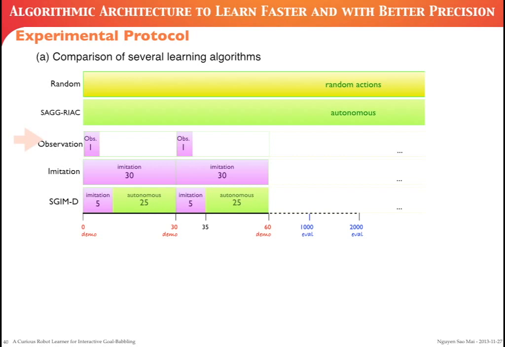The third kind of learning is through observation, where you have access to one demonstration of the teacher at a regular frequency. It is different from imitation in the sense that imitation has the same access to this demonstration, but after the demonstration, the learner would try to repeat by himself this policy with small variations. So SGIMD is somehow a mix between imitation and SAGRAC. It would have access to one demonstration and then try to imitate it, and then switch back to SAGRAC autonomous exploration until there's a new demonstration, etc.